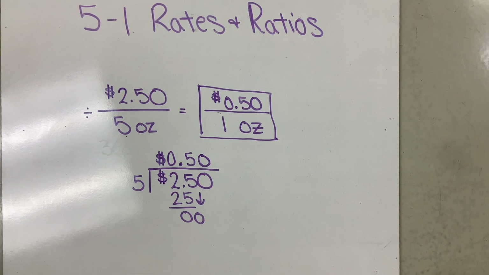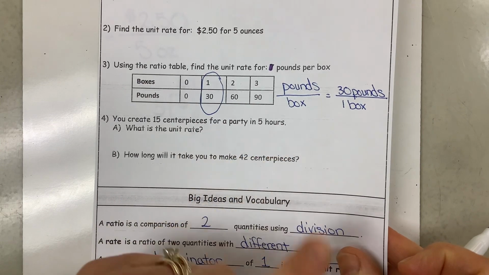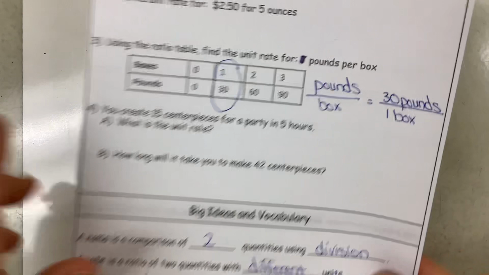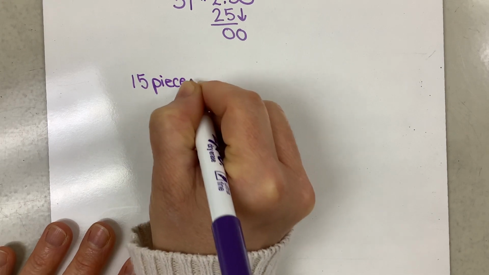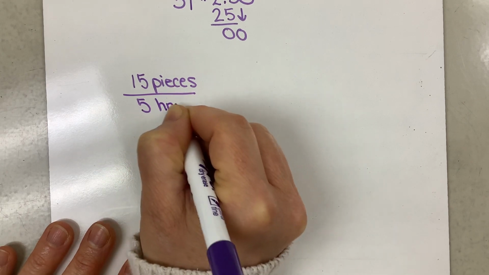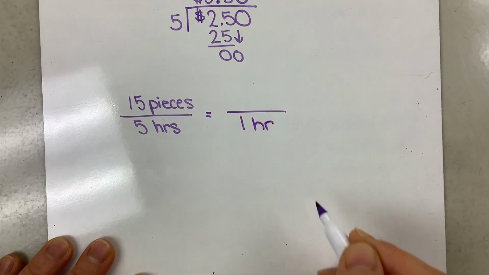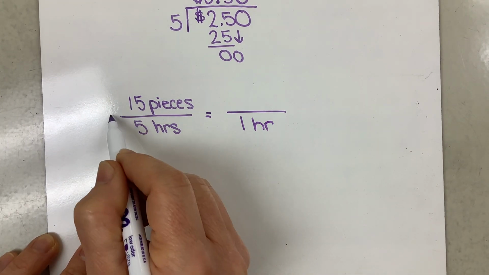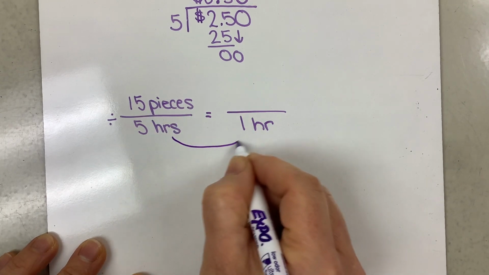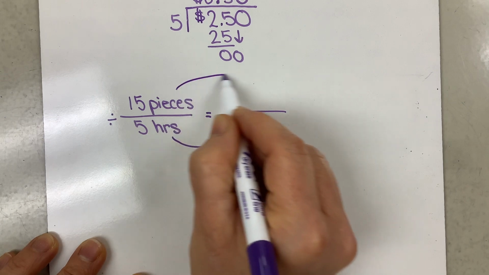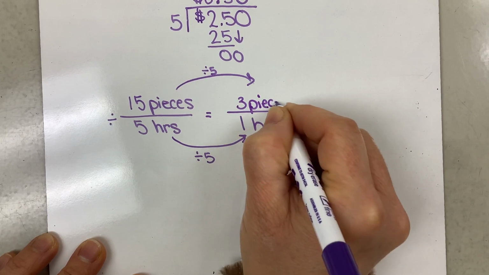All right, the next one we're going to look at: you create 15 centerpieces for a party in 5 hours. They want us to tell them the unit rate. So we are making 15 centerpieces, I'm just going to put piece beside them, in 5 hours. Now, I need to get to 1 because I am doing a unit rate. So I'm going to say 15 divided by 5. 5 divided by 5 is 1, and because this is an easy one, 15 divided by 5 is 3. So we are making 3 centerpieces per hour.